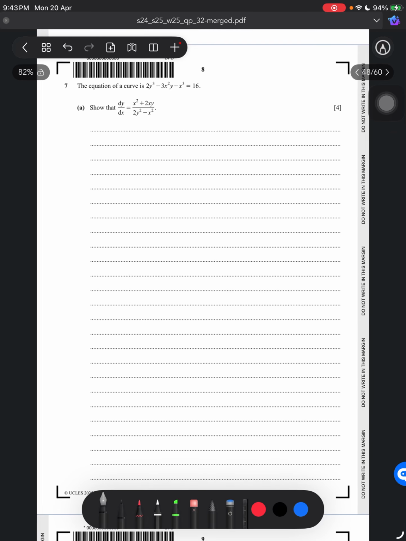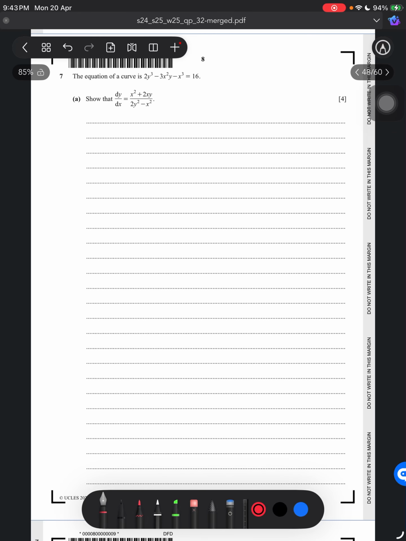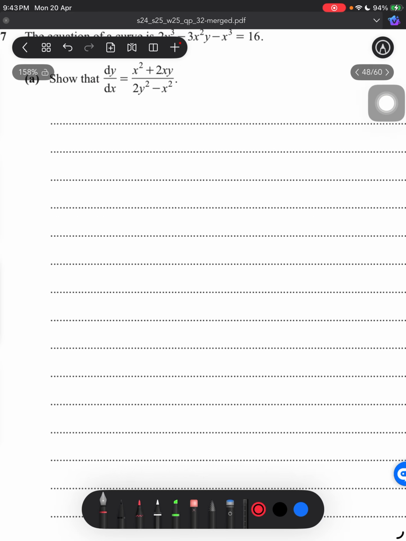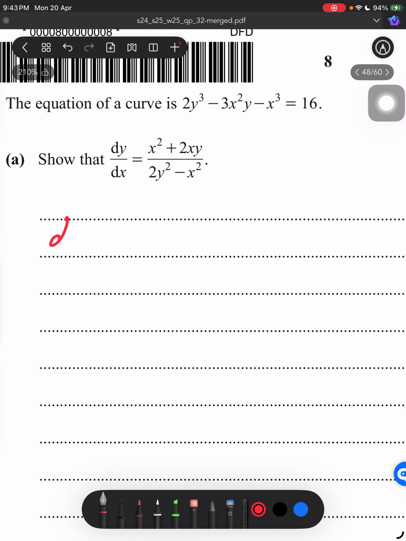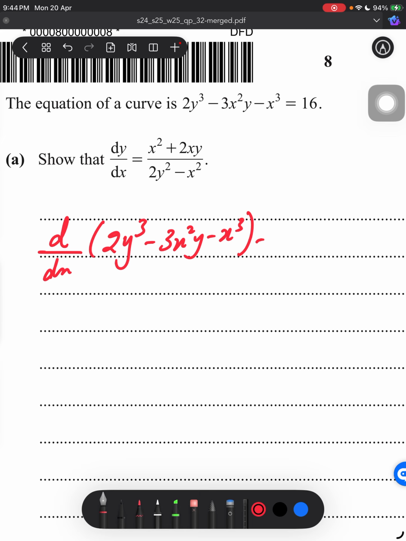So we have question number 7 of October November 2025, that is differentiation, and we can start it by d/dx of 2x cubed minus 3x squared y minus x cubed equals the derivative of this also, because we are differentiating on both sides.